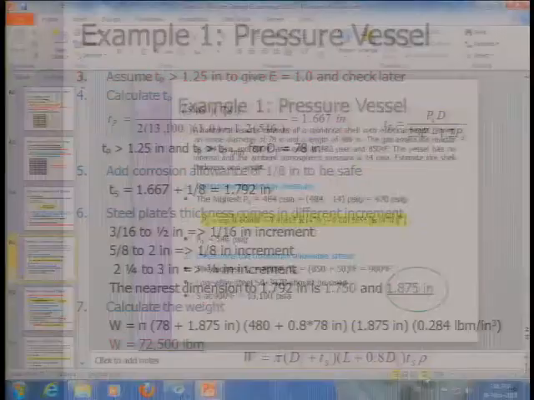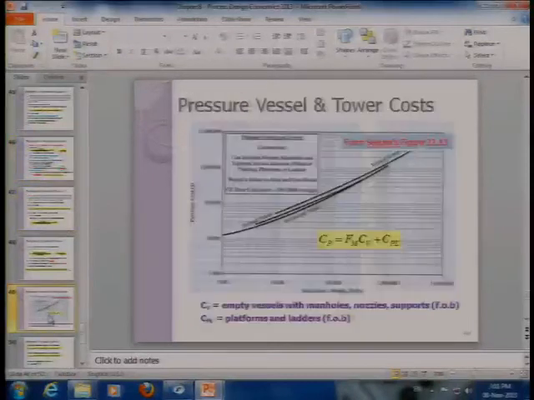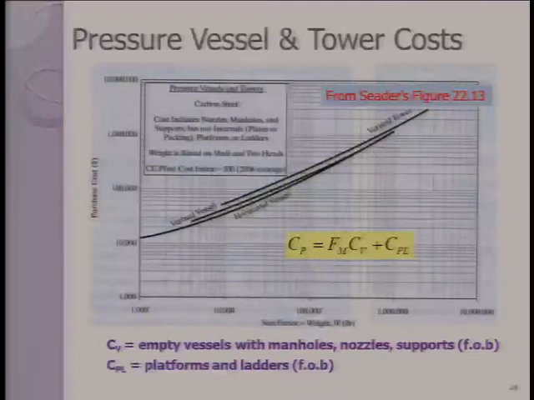Now we go to our cost figure. So now let's go to the next part. We go to this slide here. So we are here. 20,000, 30,000, 40,000, 50. We are here, 72,500. And we are using horizontal vessel, so we should be looking at this number. It's about 200,000 US dollars for your horizontal vessel.